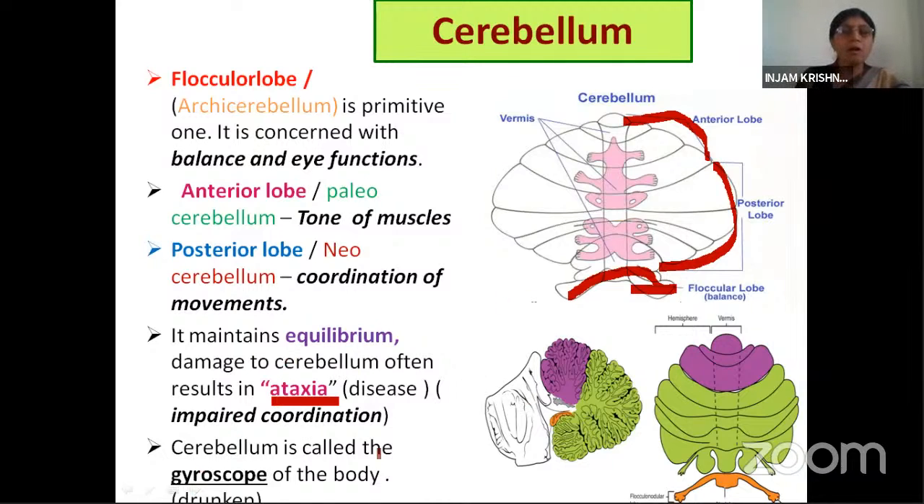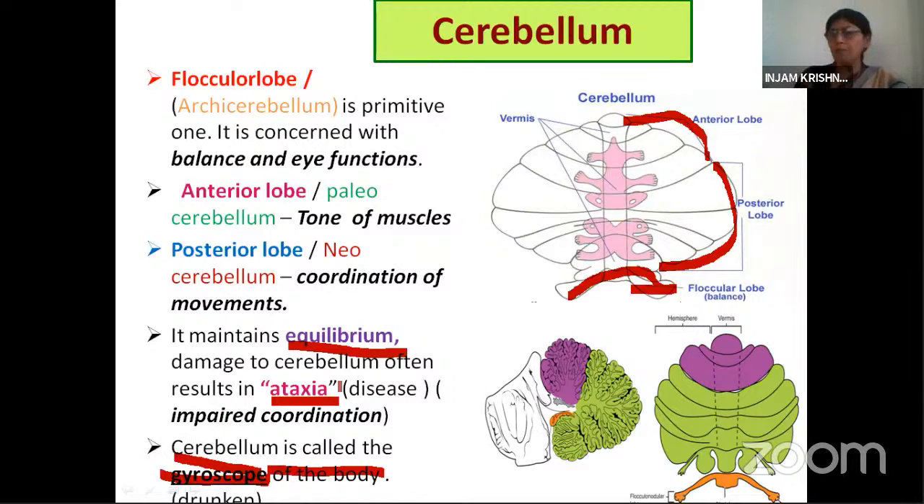Okay. Next, the cerebellum is called the gyroscope of the body. Why do we call it the gyroscope of the body? What is a gyroscope? Have you heard this word? It is one kind of device mounted in a wheel-like or disc-like structure, and it spins rapidly about an axis. When the wheel is mounted and spins rapidly about the axis, that is called a gyroscope. So the cerebellum also acts as a gyroscope. That's why the cerebellum is able to maintain the equilibrium of our body. Okay, that is the function of the cerebellum.